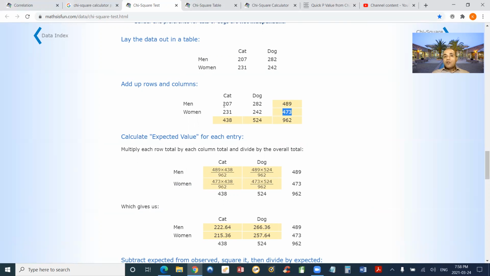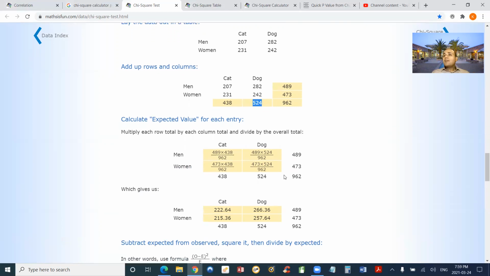Let's try this one more time. 207 and 231 is going to give me 438. 282 and 242 is going to give me 524. If I add them up, I have to get to the same conclusion because that's the total sample size. I combine the two samples, so I'm going to have 962. And what does that mean? From this 962, I have 438 who preferred cat. I have 524 who preferred dog. So I had smaller samples, and I had the large sample where I actually aggregated all of the data in. Let's just start calculating.